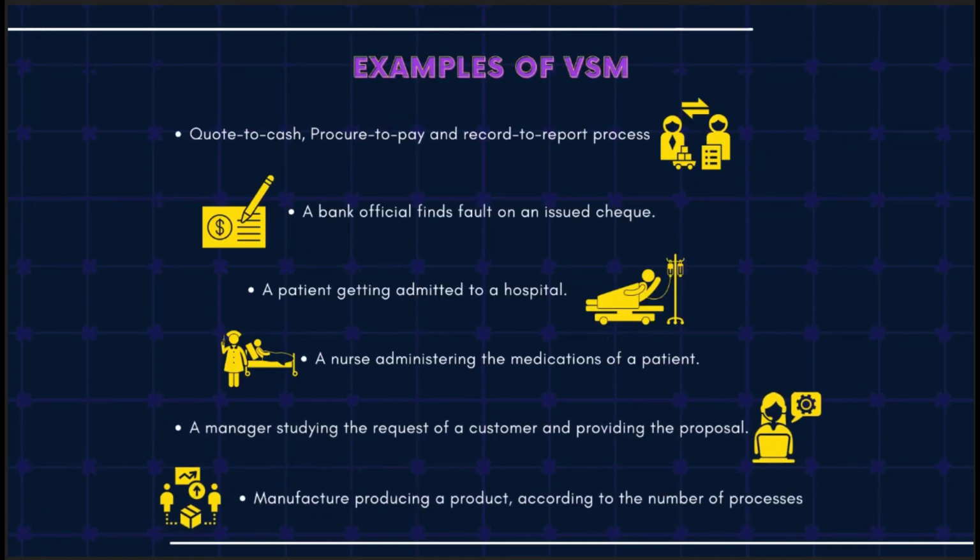Quote to cash, procure to pay and record to report process. A bank official finds a fault on an issued check. A patient getting admitted to a hospital. A nurse administering the medications of a patient. A manager studying the request of a customer and providing the proposal. A manufacturer producing a product according to the number of processes.